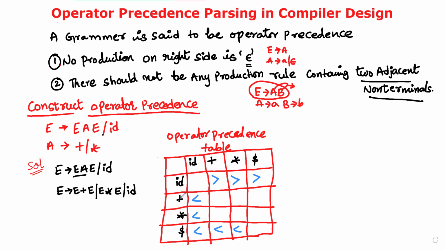Next I can compare plus with star. Plus is always less than star. I can compare star with plus. Star is greater than plus. Next, when you compare plus with dollar, plus is greater than dollar, because dollar is less than all values. That means plus is greater than dollar, and star is greater than dollar. Now when there is a comparison of plus with plus, it always comes greater than. Star with star is always greater than. So this is called the operator precedence table.